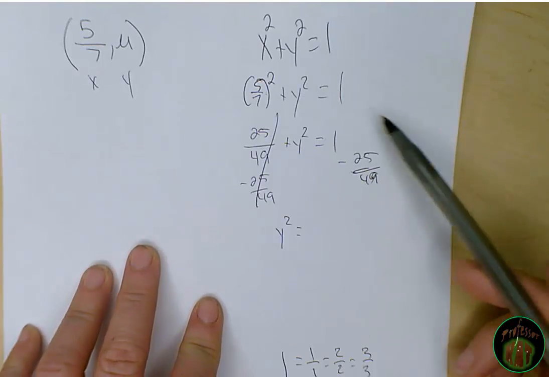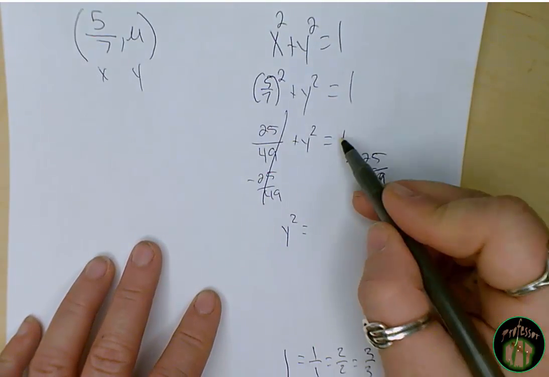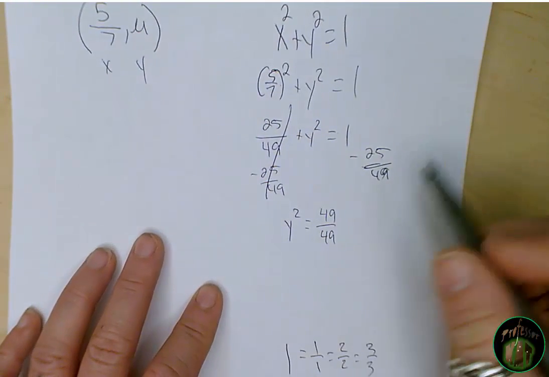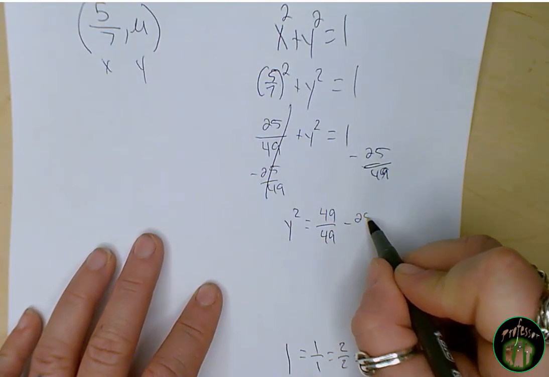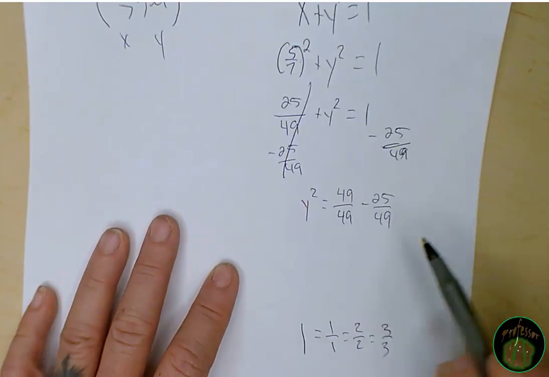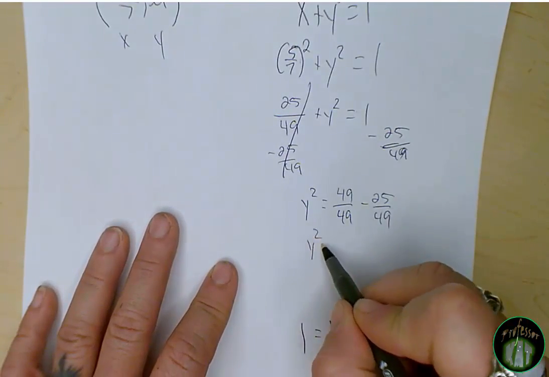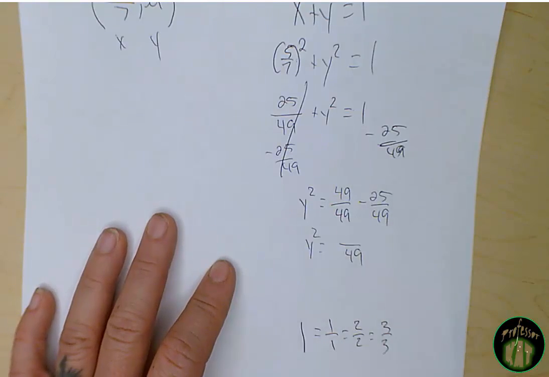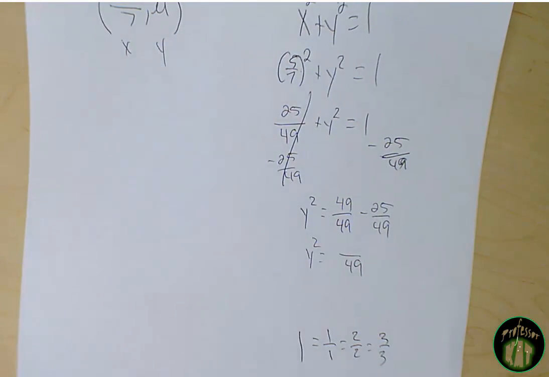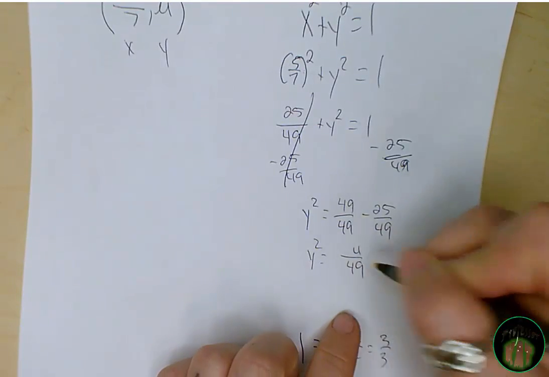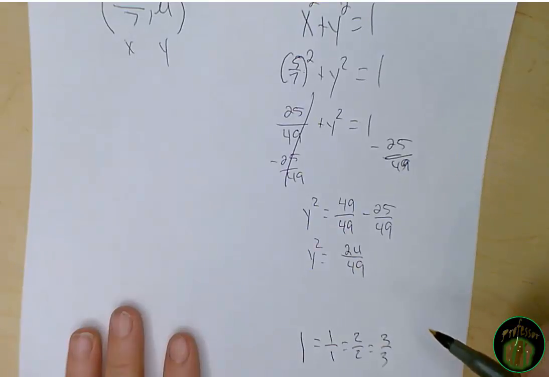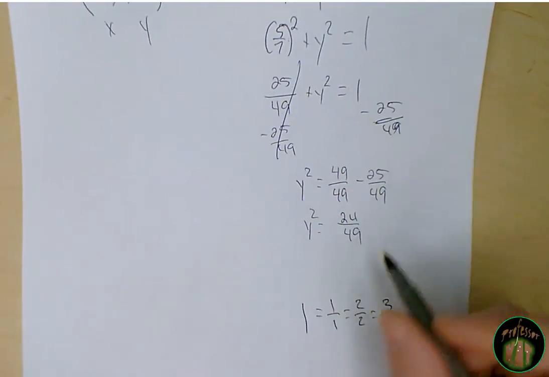So in order to subtract, we need to have common denominators. So I'm going to turn that 1 into 49 over 49, and then I'm just going to drop down this minus 25 over 49. That way we can easily do this subtraction. All right, now that we have common denominators, bring that common denominator down, and 49 minus 25 is 24. So we are left with y squared is equal to 24 over 49.